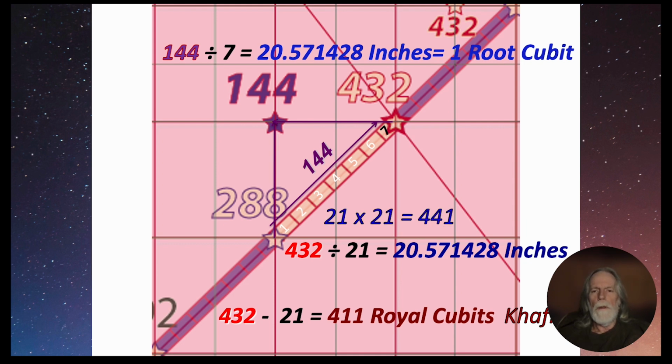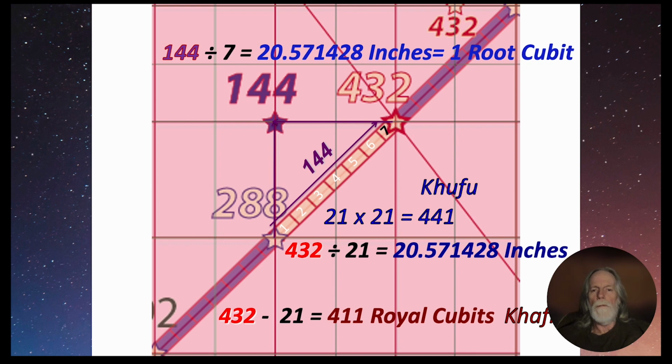So next, we take 21 and square it. So 21 times 21 is 441. And this is the number of root cubits in the outer base length of Khufu. 441 is multiplied by 20.571428, the root cubit, and it equals 9,072.022 inches.